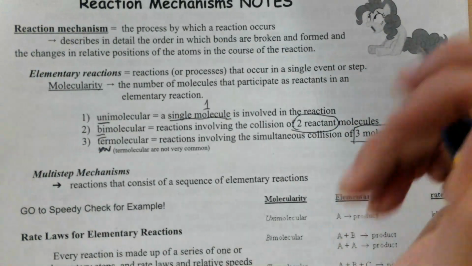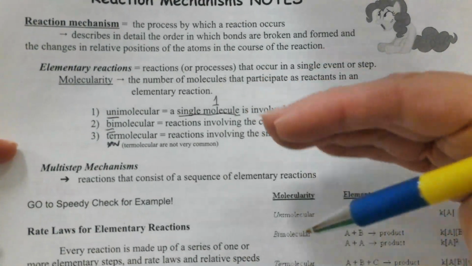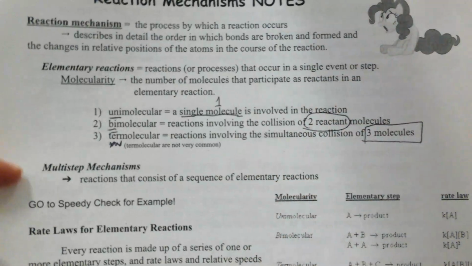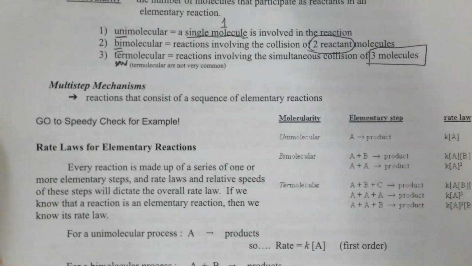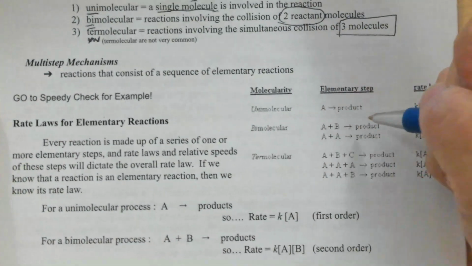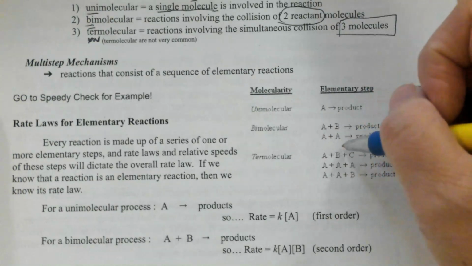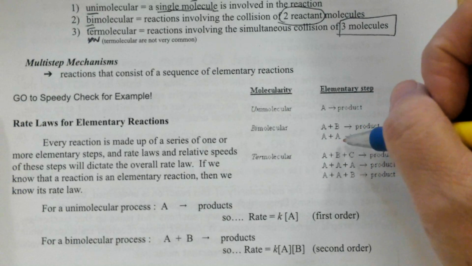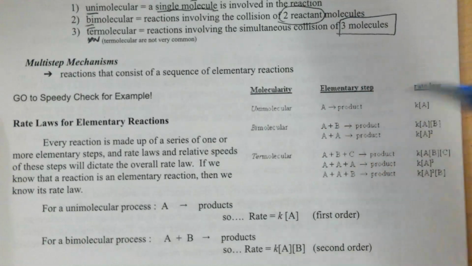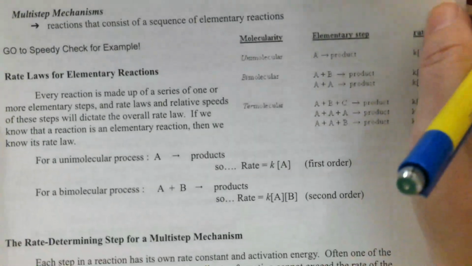Okay. You have a multi-step mechanism, which means a sequence of elementary equations, 1, 2, 3, 4, whatever you have. We're going to go to our speedy check example in just a little bit, but here it shows you a couple ways that we could have different molecularities. So you still have 2, whether it's 2 of the same reactant molecule, or a reactant molecule and then another reactant molecule, or all kinds of different variations here. A, B, and C are all reactants in those examples.